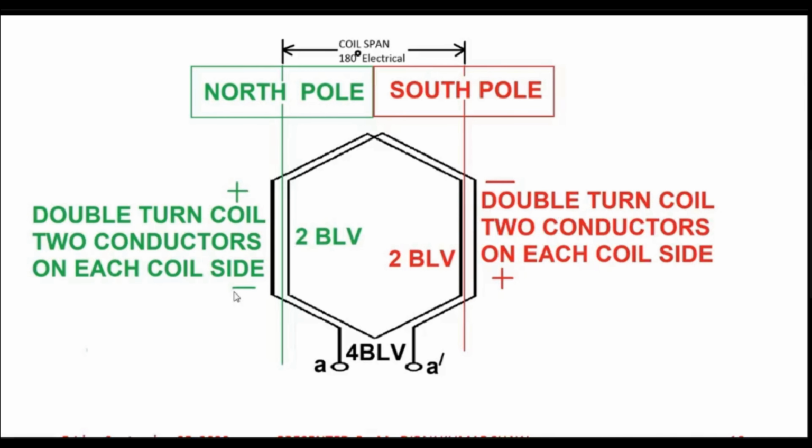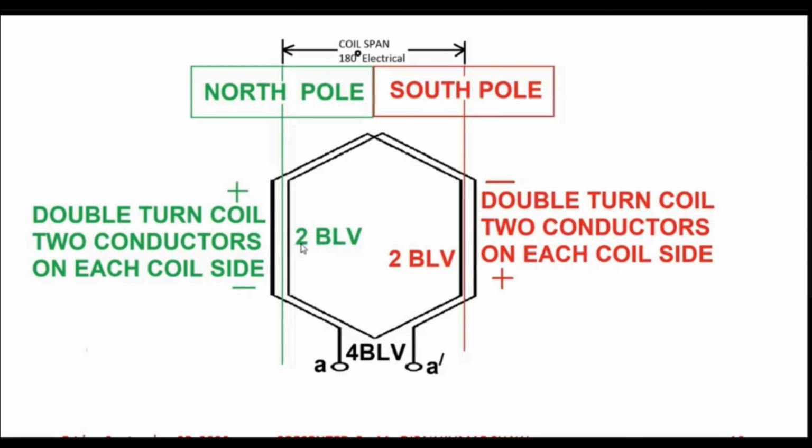That means let's say we are starting from here. Please follow the mouse pointer. So we are starting from here. So this is the negative terminal. So negative to positive, there is a rise, so we will write plus 2 BLV. Again, when you move from this side to this side, again you are encountering negative to positive, so again there is a rise. So you write 2 BLV. So you will have 4 BLV, since this is a double turn coil.